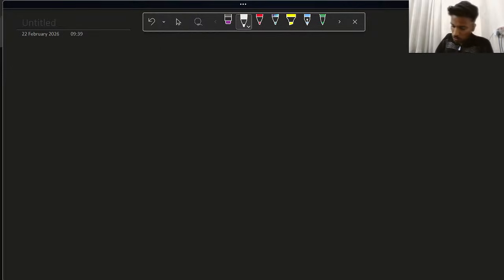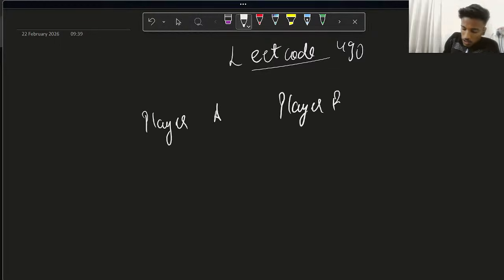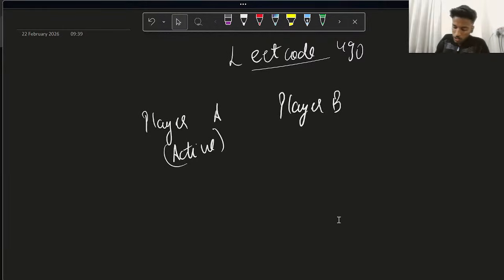What you are given is two players, player A and B. One of them will be active. Initially, player A is active. At each index, you have to process the array sequentially. You are given an array and it contains some values. You will go sequentially, first on this index, then on this index.